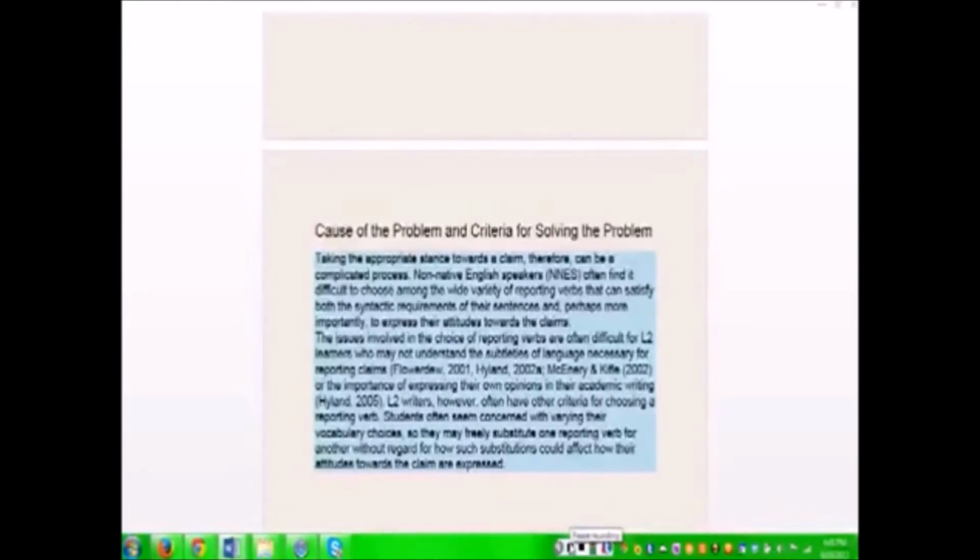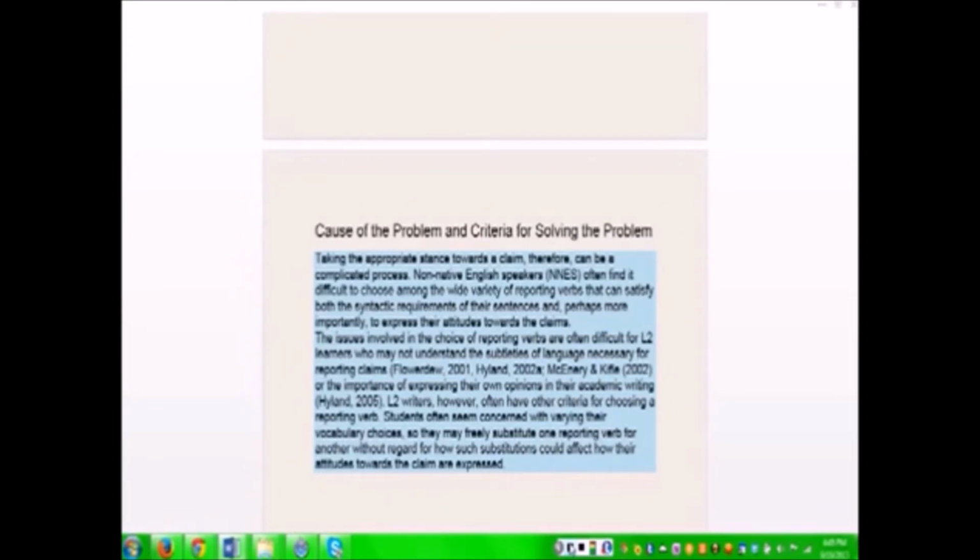Another thing that I need to do in establishing the problem is to establish the causes of the problem, which in fact will show the criteria that I will use for solving the problem. Now, there's no specific order for all of these steps. They may come in any particular order, although usually the first step that we discuss comes first. But here I'm going to talk about what is the cause of the problem. So taking the appropriate stance towards a claim, therefore, can be a complicated process.